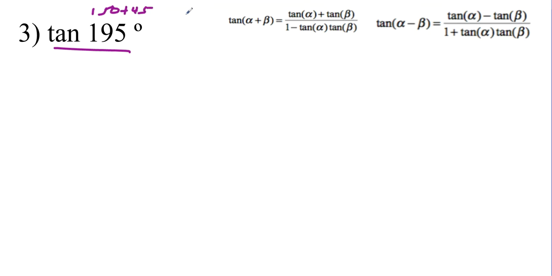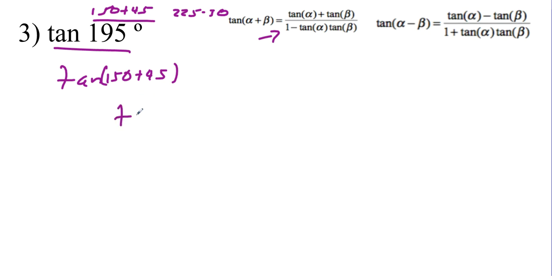Or I can think, okay, what's 225 minus 30? I could do either one. I'll just go ahead and do this one. So I'm going to treat this as tan 150 plus 45. All right? So that's this puppy right here. So I'm going to carefully write it all out.